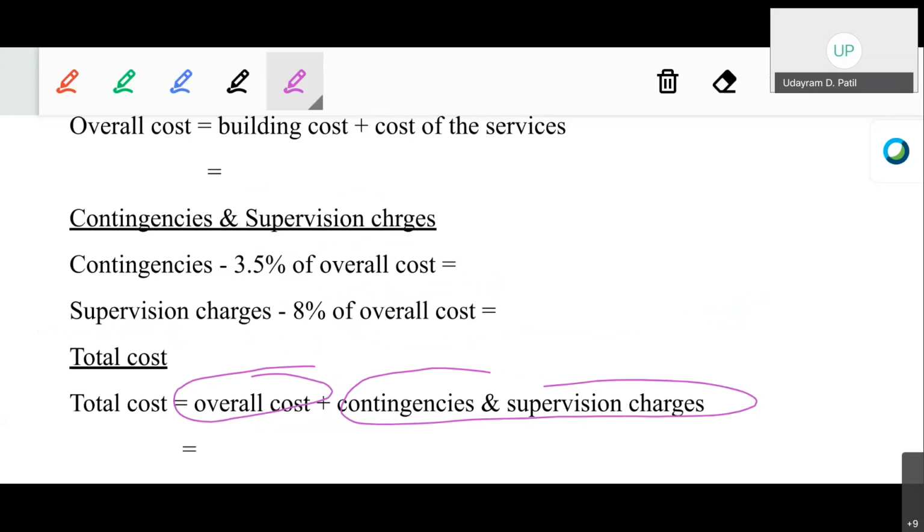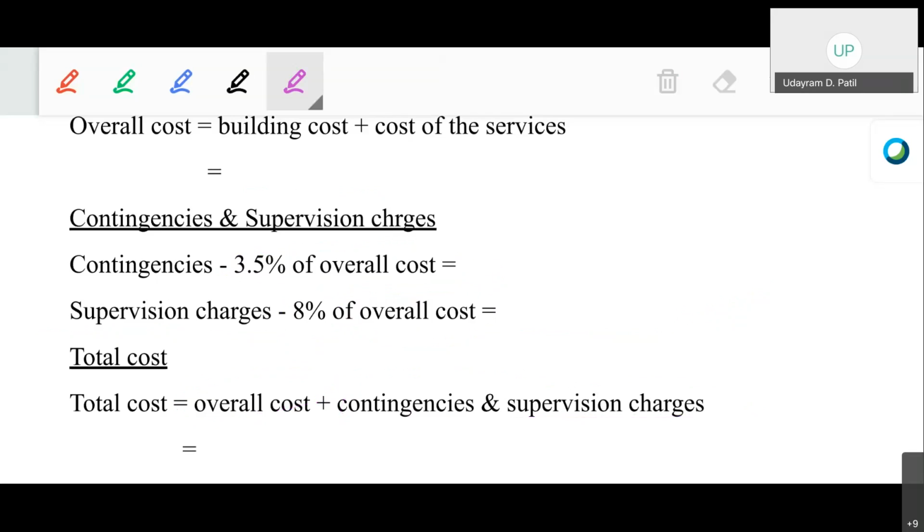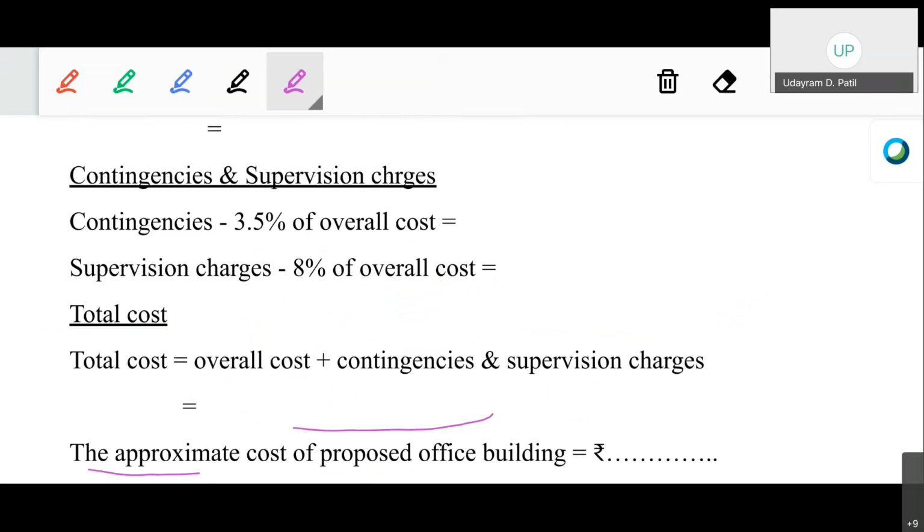Therefore, the total cost will be 54 lakh 4,285.271. Okay, so the approximate cost of the proposed office building is rupees 54 lakh 4,285 rupees.